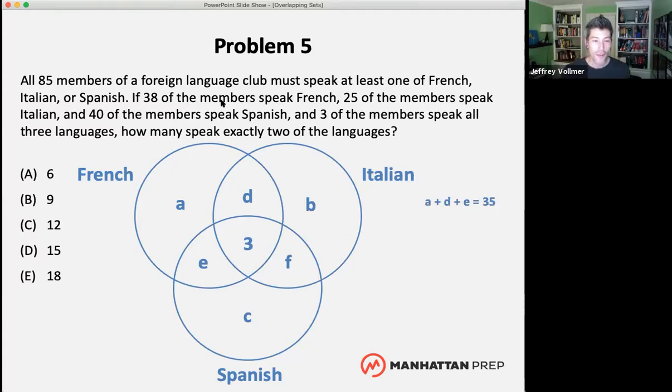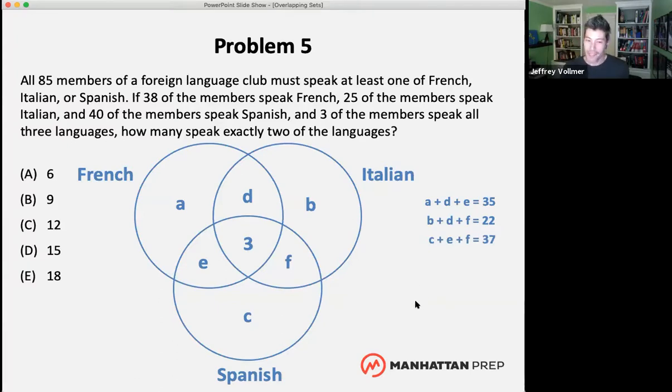I know that 38 people speak French. So 3 of them are right here, which means there's 35 more people hiding in A, D, and E. A, D, and E is 35. I know 25 people speak Italian, but 3 of them are hiding here. So it means there's 22 more people in B, D, and F. And finally, 40 people speak Spanish, 3 of them are here. That means there's 37 people in C, E, and F. Somebody stop me.